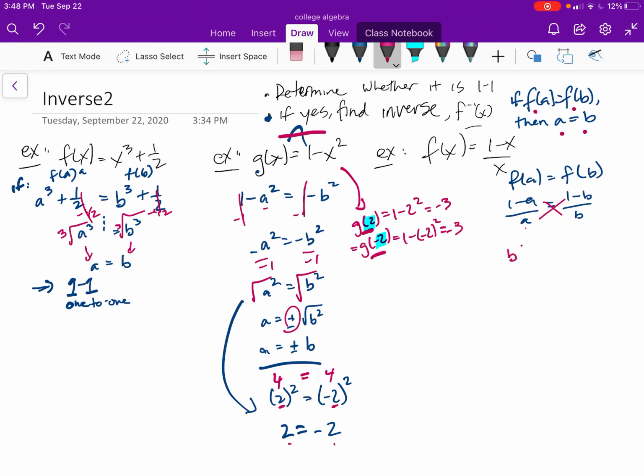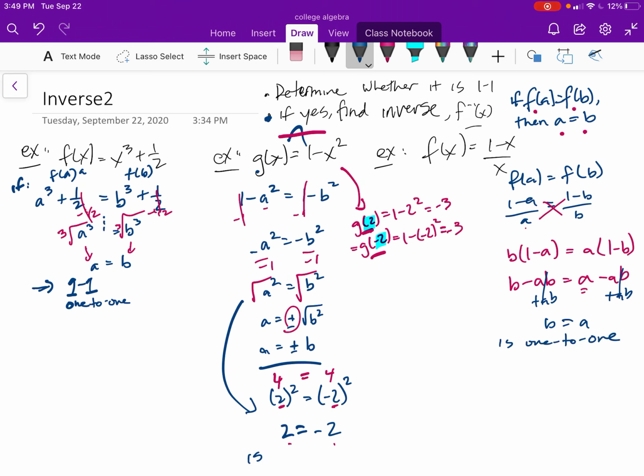This becomes b multiplied by 1 minus a equals a multiplied by 1 minus b. And now if we distribute, b minus ab equals a minus ab. And now if I solve for a, I would add this ab to both sides. And then I get a equals b. Right, these cancel, those cancel, they're the same thing. A equals b, and therefore this is 1-to-1.